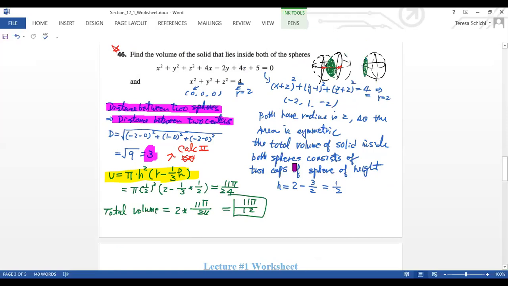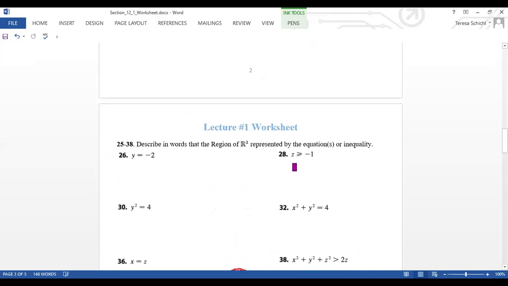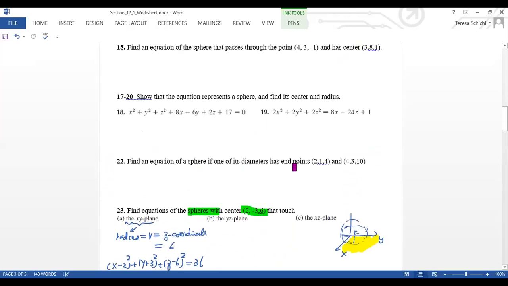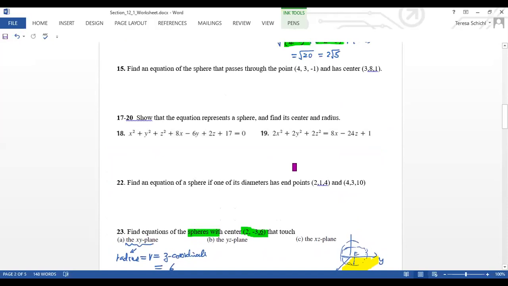This is the worksheet associated with lecture number 1. Combined with lecture number 1 and the several problems we did here, I think you should have no problem getting all the problems done correctly, right? All these are just good practice problems. And remember, you always need to practice. Practice makes you good at math, right? So don't forget, finish the worksheets and practice, practice, practice. That's the key to being successful.